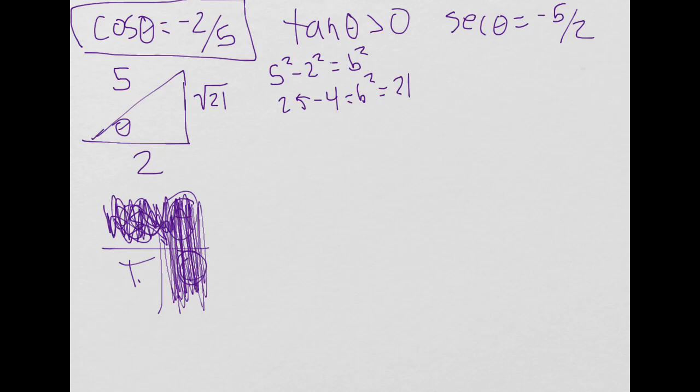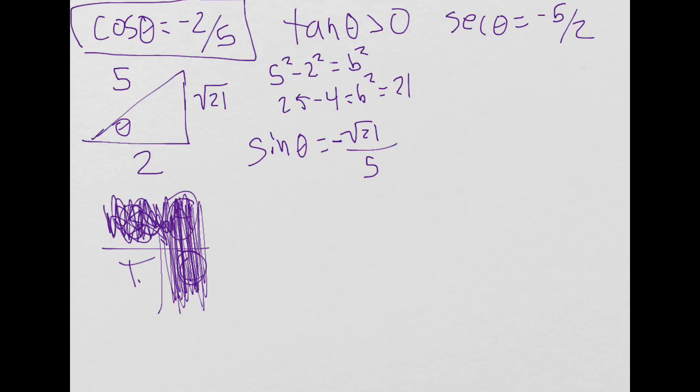Let's find sine. Sine is opposite over hypotenuse, so sine of theta equals the opposite, which is the square root of 21, over the hypotenuse, which is 5. And you just got to think, is sine positive or negative there? Well, everything's negative except for tangent, so it's got to be negative.